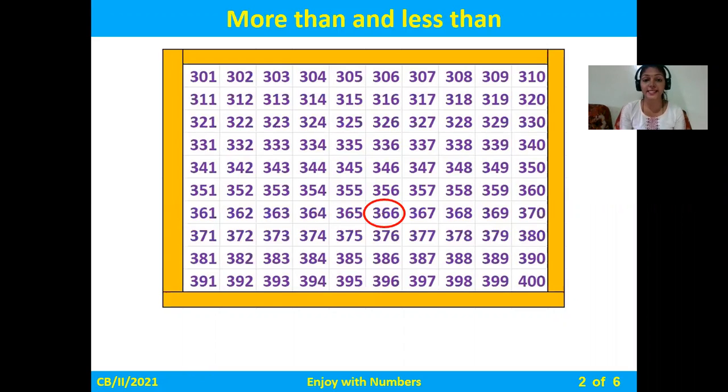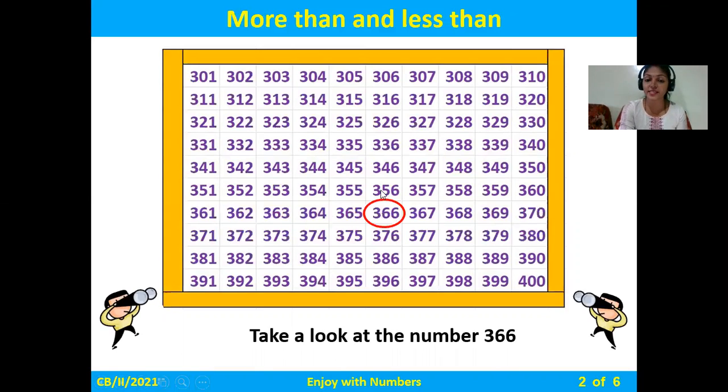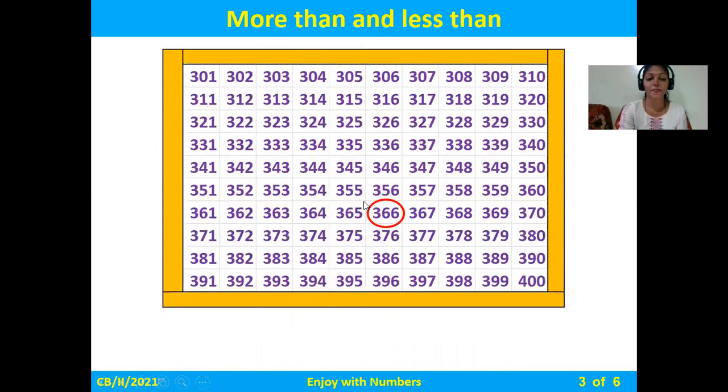When I say one less than the given number, now here the given number is 366, then you should always write the before number. You have to minus 1 from 366. When I say minus 1, which place will you minus from? From the ones place. So from 366, if I minus 1, how much will you get? 365.